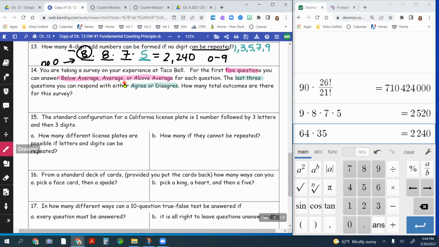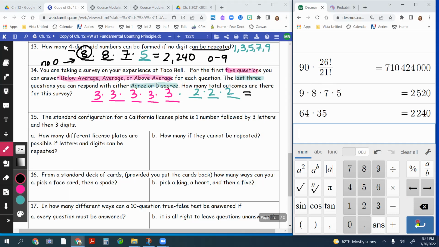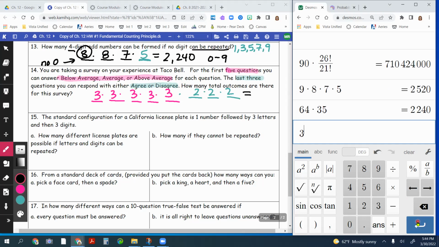So for the first 5, 1, 2, 3, 4, 5, we have 3 ways we can answer each of those. So that's going to be 3 to the 5th. And then for the last 3 questions, we have 2 choices. So that's going to be 2 to the 3rd. And if I put that into my calculator, I have 3 to the 4th, which is an 81, times 2 to the 3rd, which is an 8. And I end up with 648 different ways.